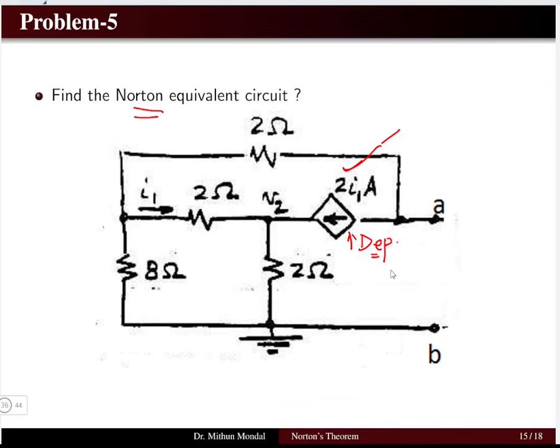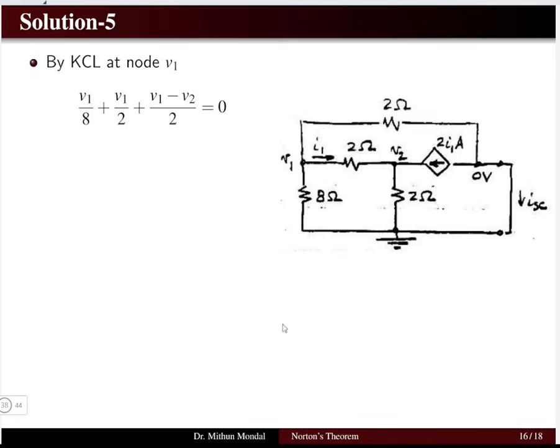As I said, whenever you are finding the value of R Norton, you are not going to replace the dependent source. It is only the independent source that has to be removed from the network. So how to do that in this problem? First we apply Kirchhoff's current law at the two nodes V1 and V2 to determine the potential, keeping the terminal shorted, because we need to find the Norton current, which is basically the short circuit current at the terminal.